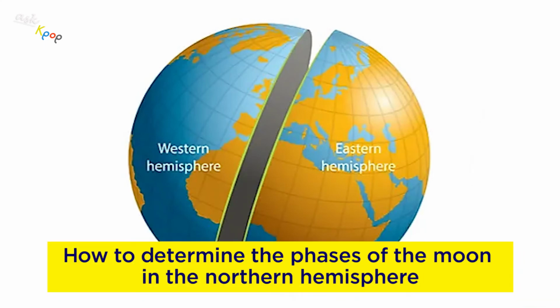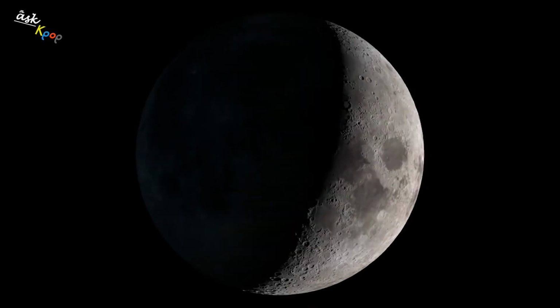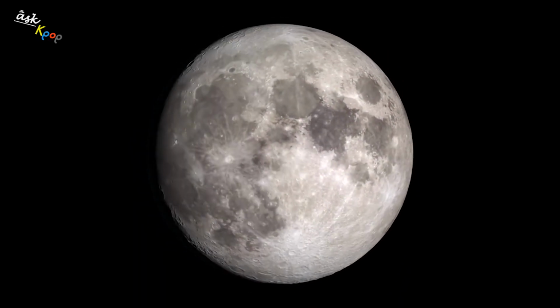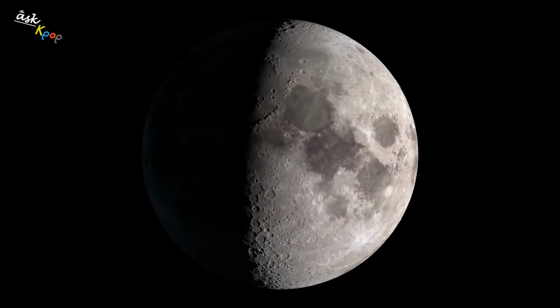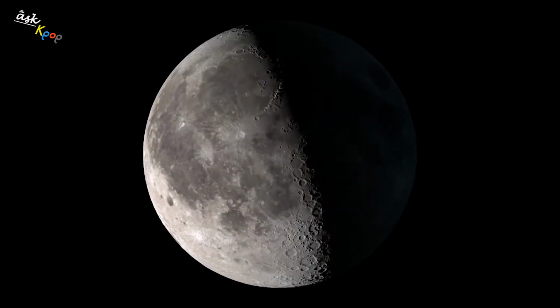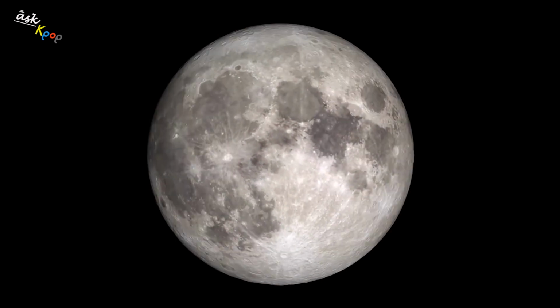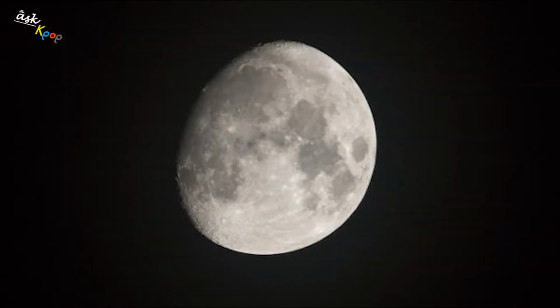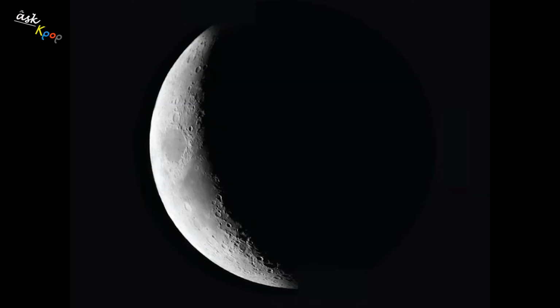Different parts of the moon are illuminated during the waxing and waning phases of the moon. In the northern hemisphere, the illuminated portion of the moon will grow from right to left until the moon is full, and then get smaller from right to left. A waxing moon will be illuminated on the right side, and a waning moon will be illuminated on the left side.